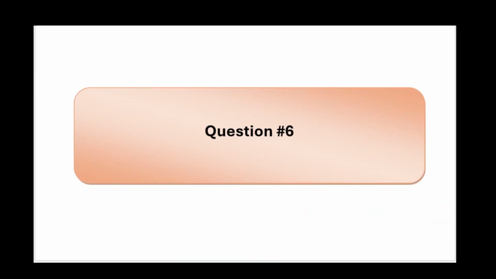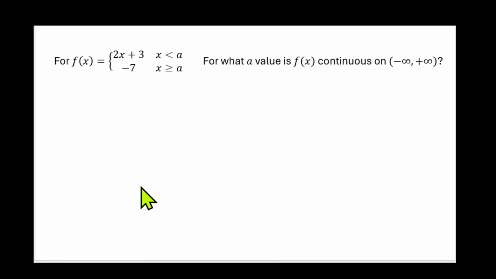So I think this is the final question in this video. Similar to the last one, I've got a piecewise function, but there's an unknown value. In this case, the unknown value is where the function rule changes from the first rule to the second. And again, I want to find what a value makes this function continuous everywhere. So below a, I know I have continuity because that is a linear function. Above a, I know I have continuity because that is a constant function. So it's really only at a where I have to worry about the continuity.